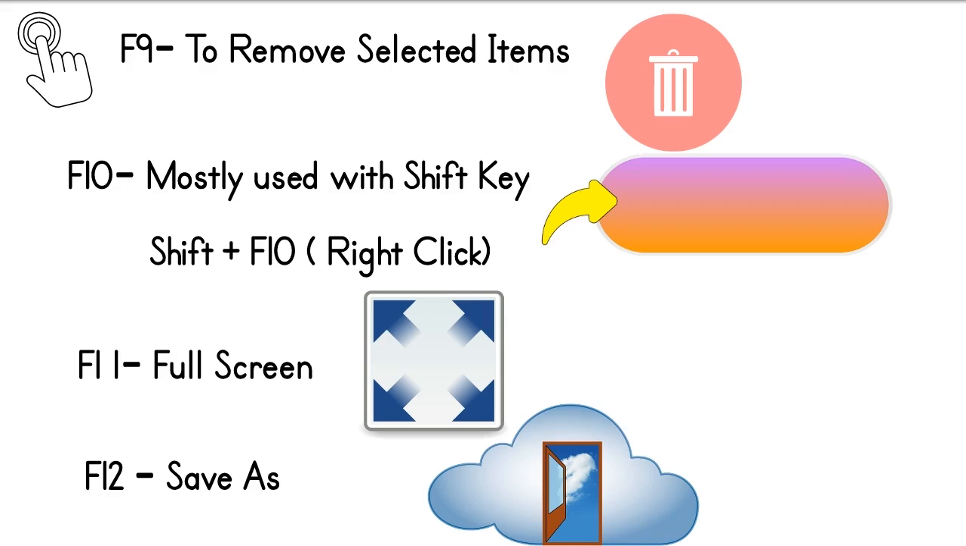And lastly, we have F12, which works like Save As. If you want to save any particular item or image, just press F12, the Save As menu will open, just name it and click on the Save button, and it will be saved. So this is all about these function keys and their common functions.